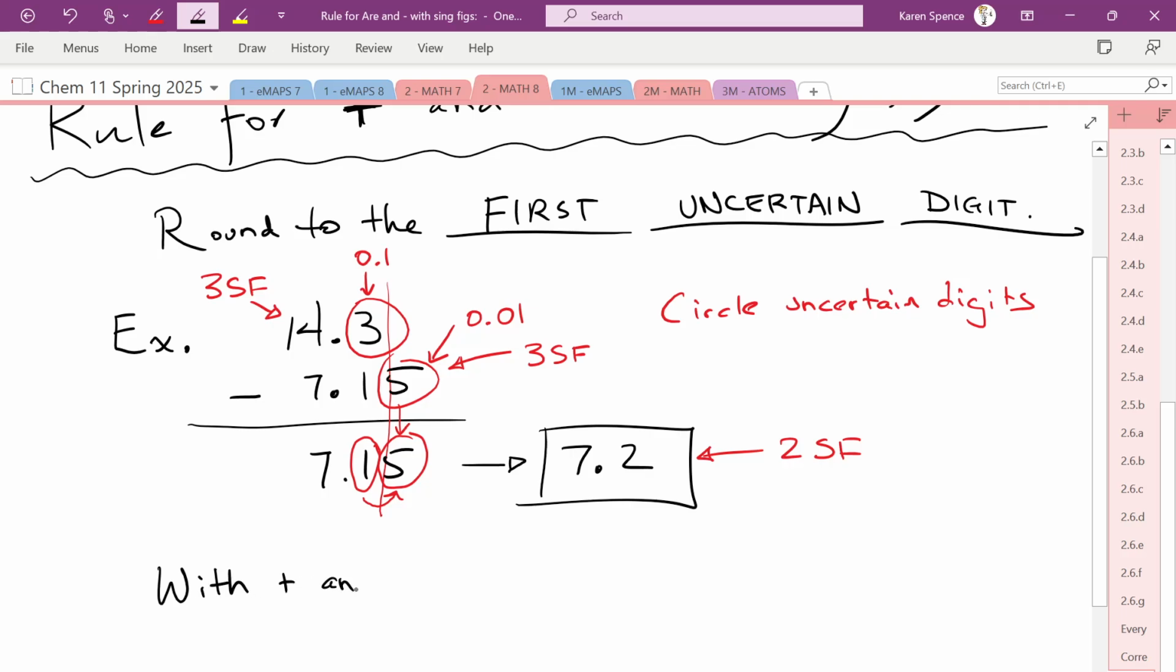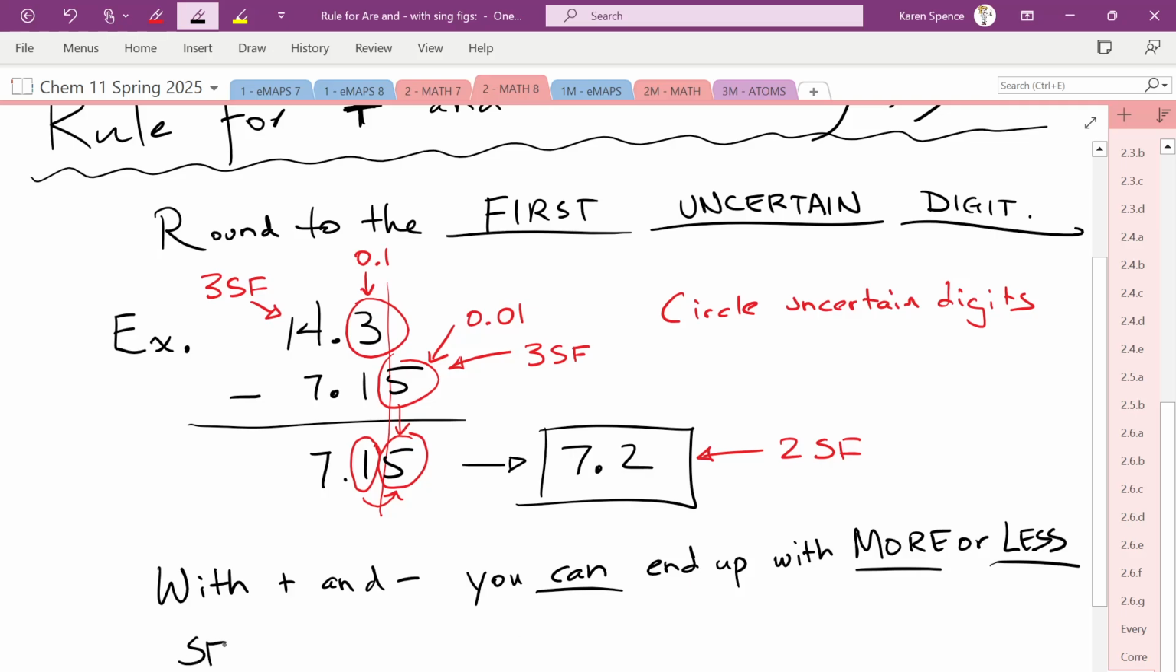With adding and subtracting, you can end up with more sig figs or less sig figs than you started with. So it doesn't matter if you start with 4 sig figs and 2 sig figs and you get 2 sig figs, that's okay.